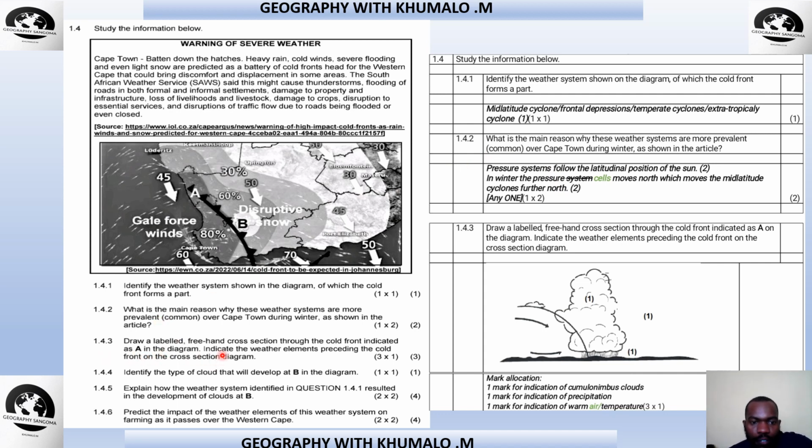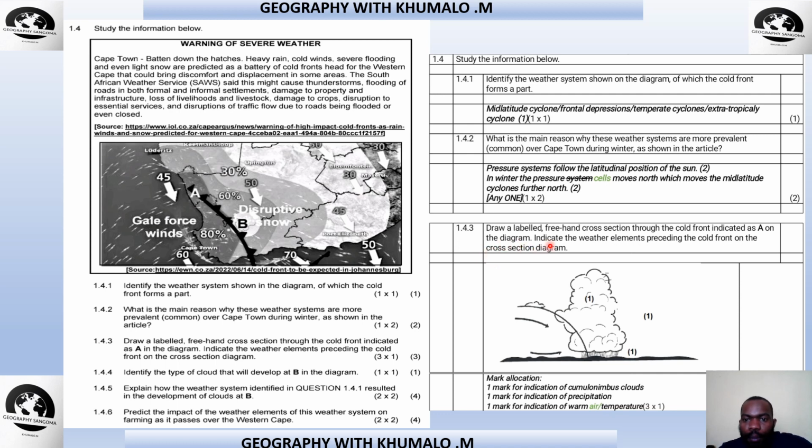1.4.3, draw a labeled free hand diagram. So before I go to 1.4.3, grade 12, listen, this had to do with why it is prone in winter. Because remember, the two high pressure systems are situated in their northern position, so it allows the mid-latitude cyclone to move across the interior. So it's still correct if you also wrote it like that. Let's go to 1.4.3, grade 12.